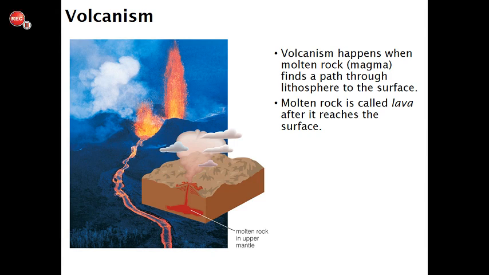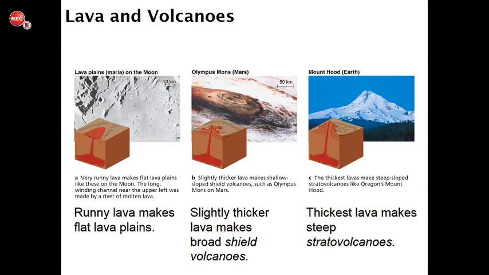Anywhere where the interior liquid material can leak out to the surface, it's going to cause volcanism. It doesn't have to have a volcano, it just has to have that leaking. And so the interior liquid is called magma. If it finds a path to the surface, then we call it lava. And so you can have lava flows. Now, oftentimes lava flows will cool and harden and form volcanoes, but not always. It depends on the thickness of the liquid.